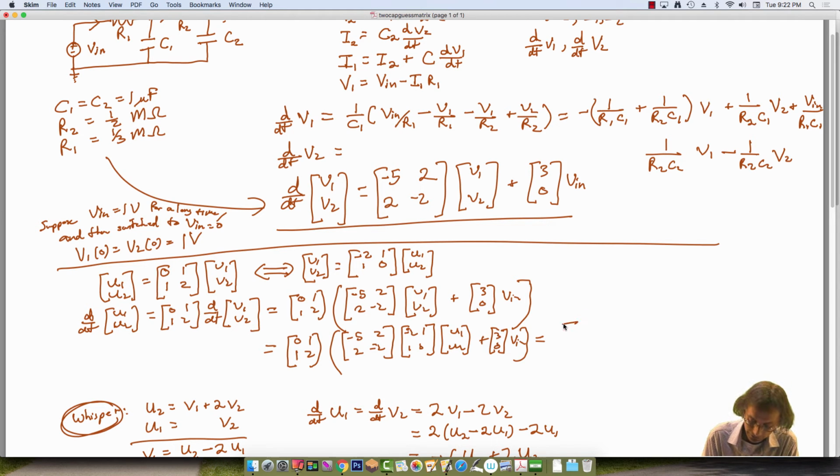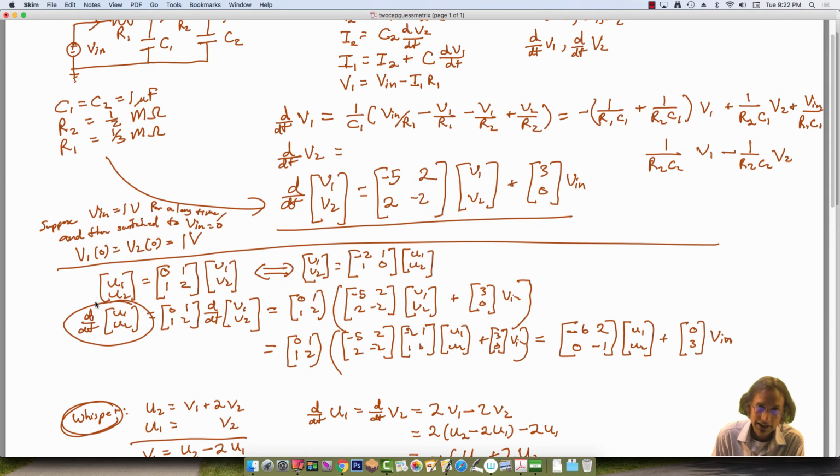This will turn into, so this matrix times this matrix times this matrix becomes minus 6, 2, 0, minus 1 times u1, u2. And this 3, 0 times this clearly just becomes 0, 3 v in. So now you see how we have d by dt of u1, u2 in terms of this.